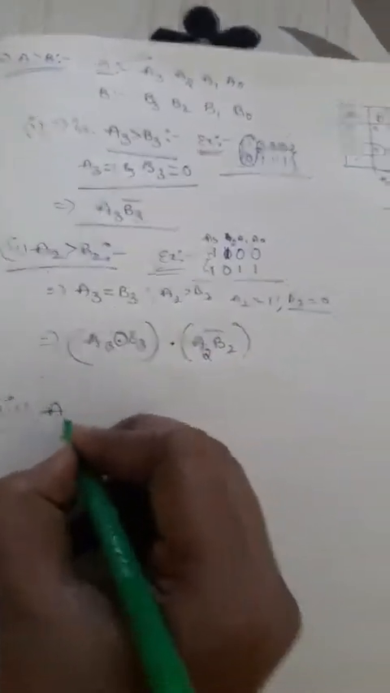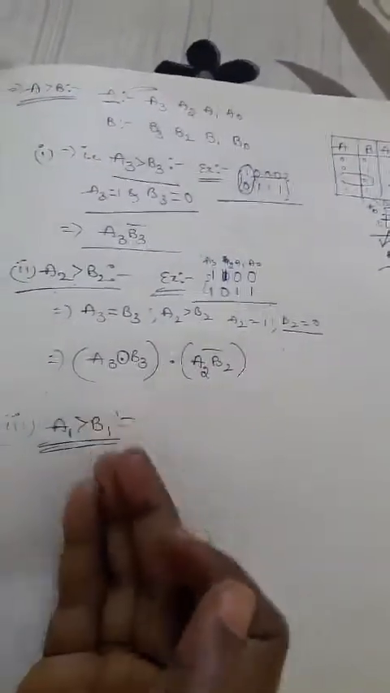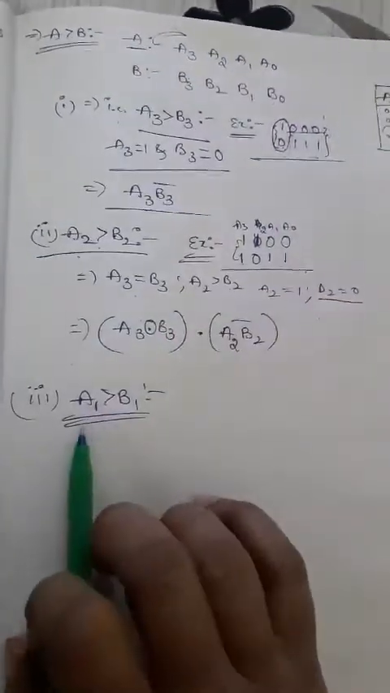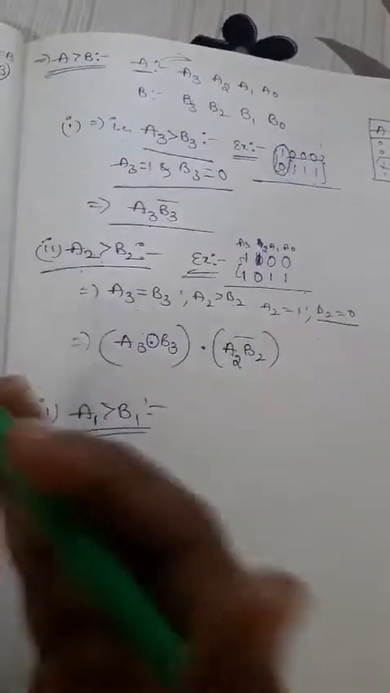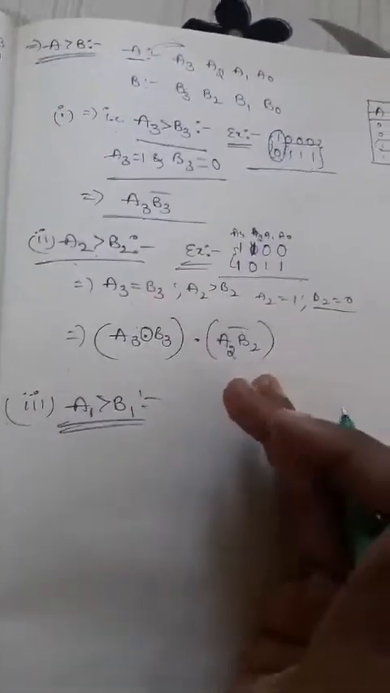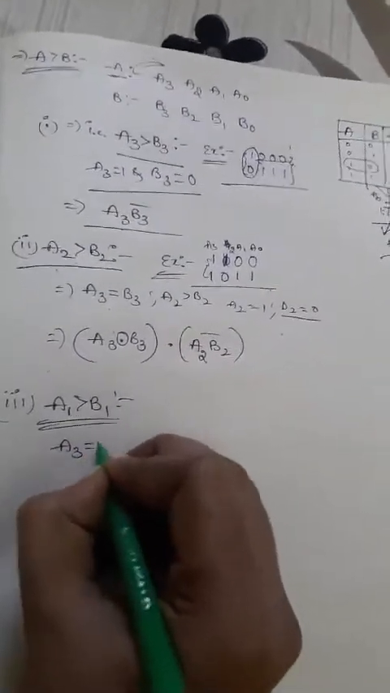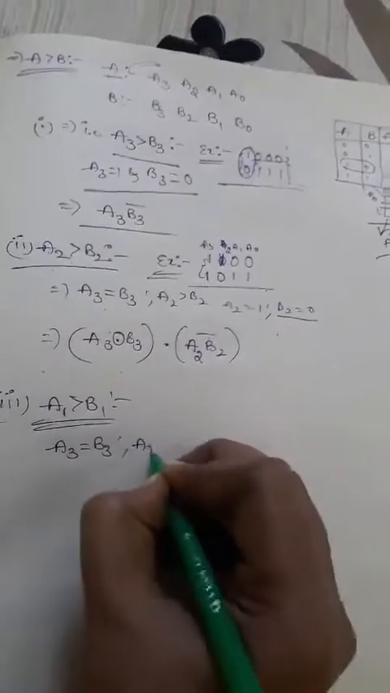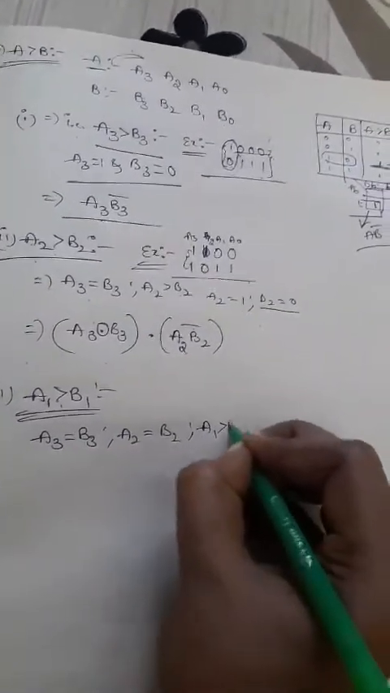A1 B1. So A1 greater than B1 condition. That means A1 greater than B1 means the previous outputs we are having must be equal. That means in between A1 B1, before that, the outputs we are having must be equal. We need to follow that condition. That is nothing but the previous outputs are A3 B3 and A2 B2. So this must be equal, and now the condition is A1 greater than B1.